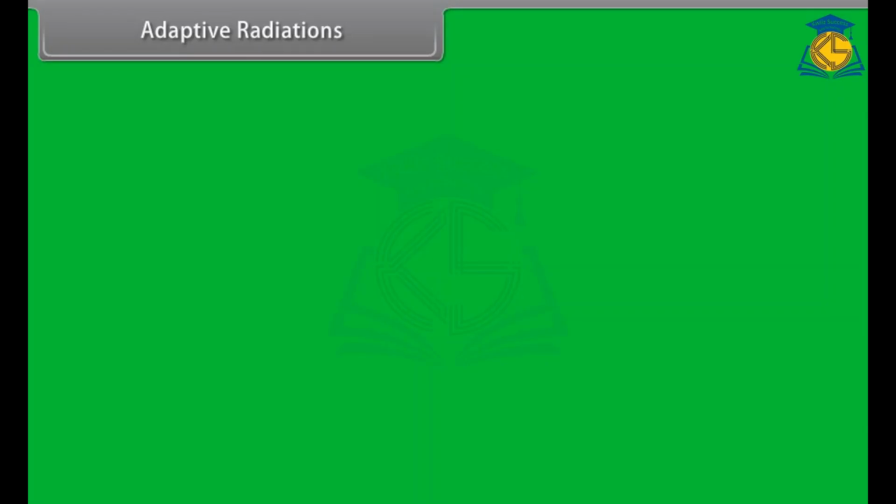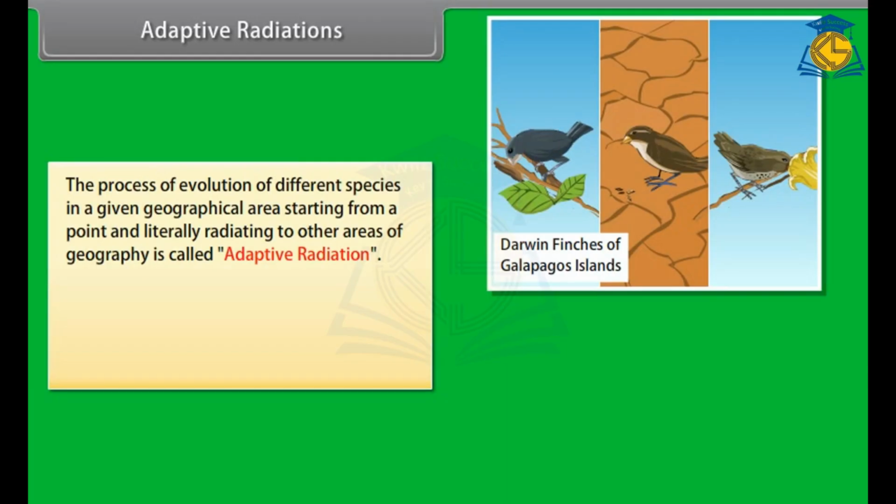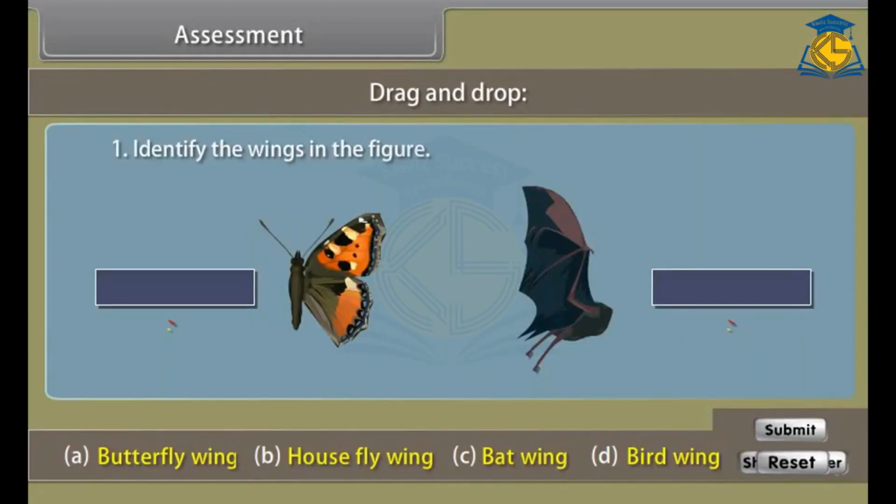Adaptive radiations. The process of evolution of different species in a given geographical area, starting from a point and literally radiating to other areas of geography, is called adaptive radiation. Examples: Darwin's finches of Galapagos Islands, Australian marsupials.